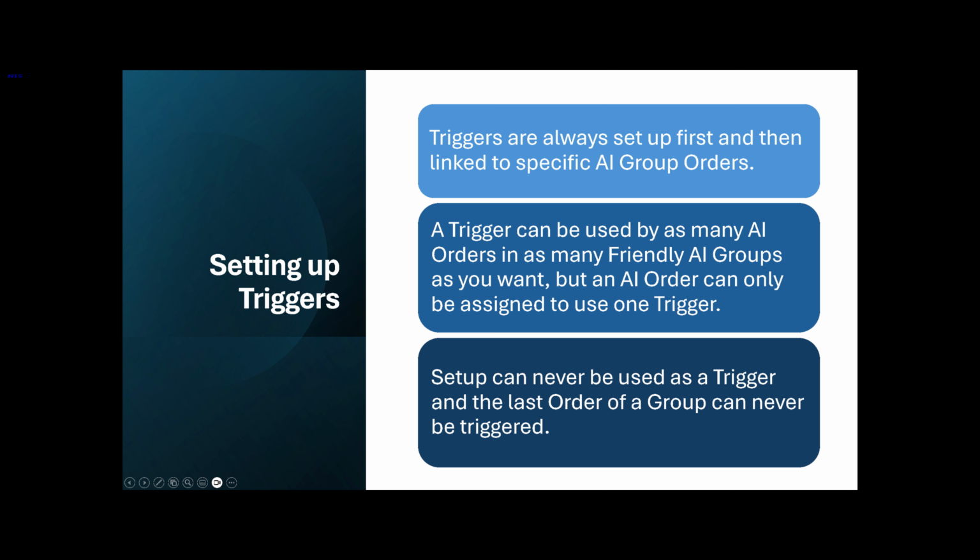Setting up a trigger. Triggers are always set up first and then linked to specific AI group orders. A trigger can be used by as many AI orders and as many friendly AI groups as you want, but an AI order can only be assigned to use one trigger. Setup can never be used as a trigger, and the last order of a group can never be triggered.